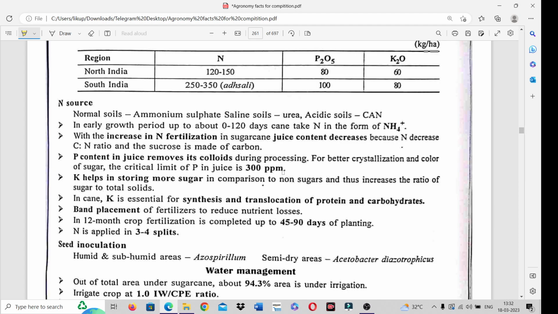Then phosphorus content in juice removes colloids during processing. For better crystallization and color of sugar, the critical limit of phosphorus in juice is 300 ppm.